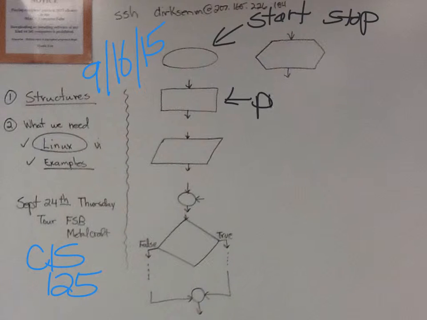This is for a process. Typically, not always, but we calculate over here and store it over here. So you'd have to have some type of variable here.